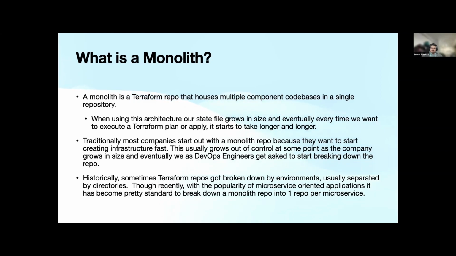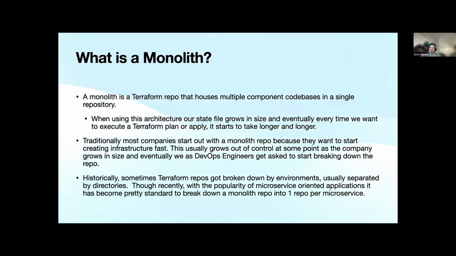Historically, the mono repo or monolith repo structure got broken down by environments, usually separated by separate directories. Recently, with the popularity of microservice-oriented applications, where we've got one microservice performing one function as part of our application, it's becoming the industry standard to break down this repo into one microservice per repository. The repo will house that microservice, any code that goes along with it, any CI/CD resources, and also the Terraform resources that belong to that microservice.